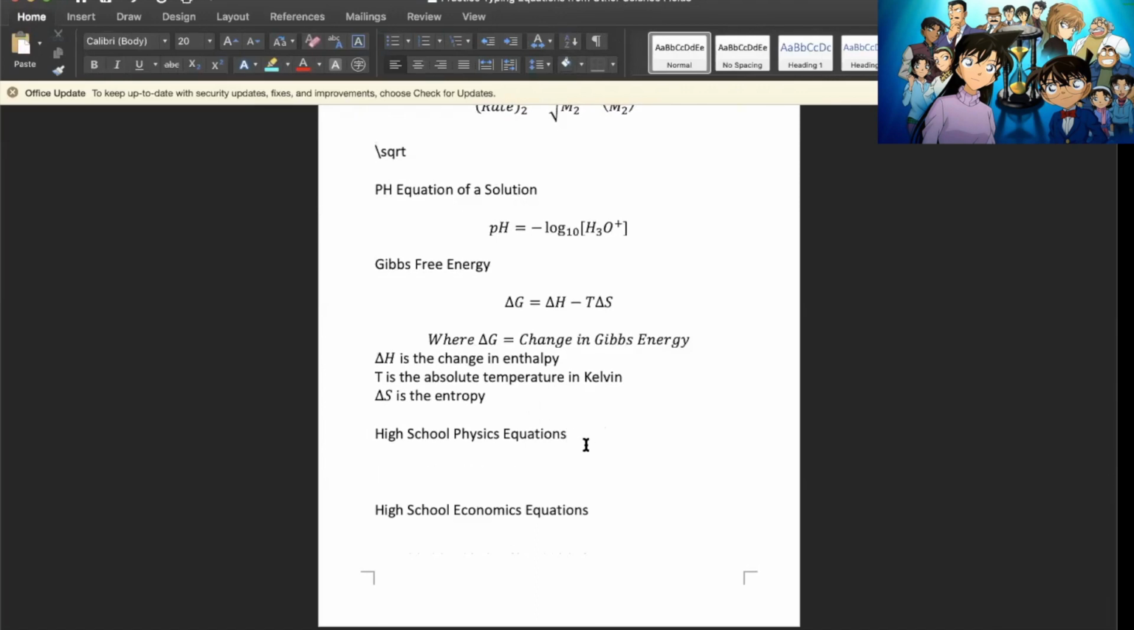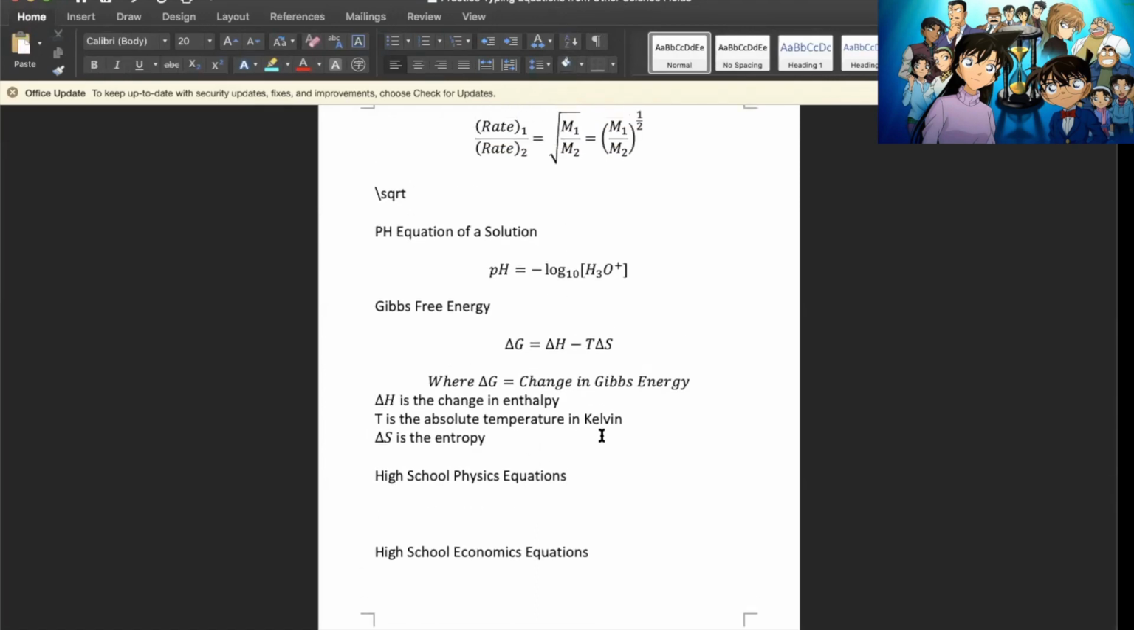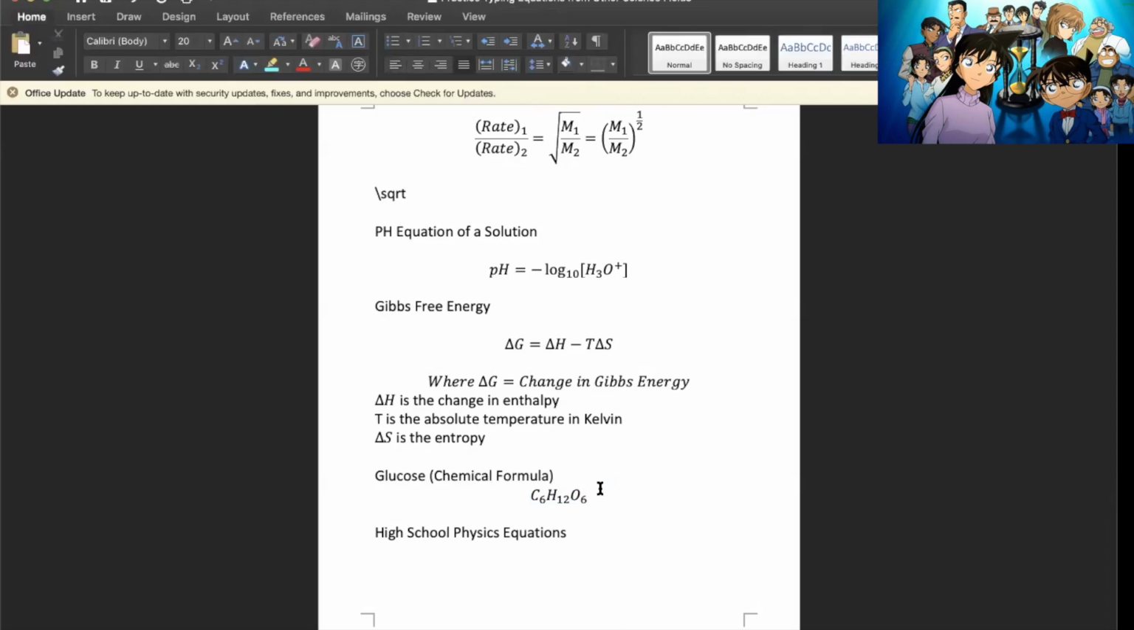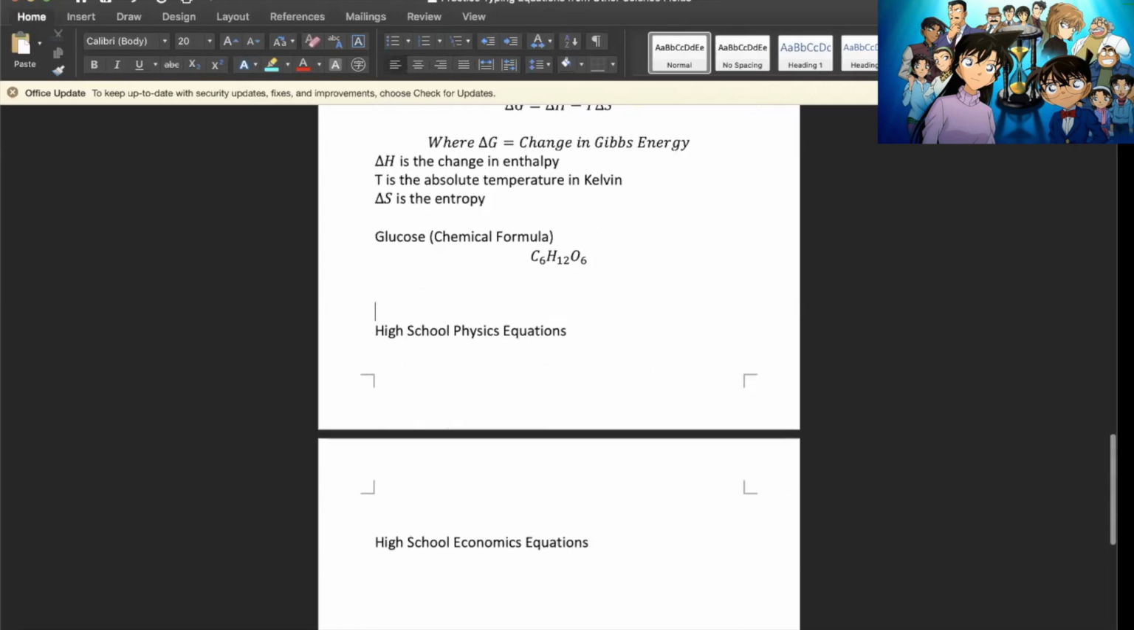And let's just do an example of typing in the chemical formula of a substance. We will have here glucose, which is described by the following chemical formula: C subscript 6, H subscript 12, O subscript 6. And we are essentially done at this point. So let us go and transfer to high school physics equations now.